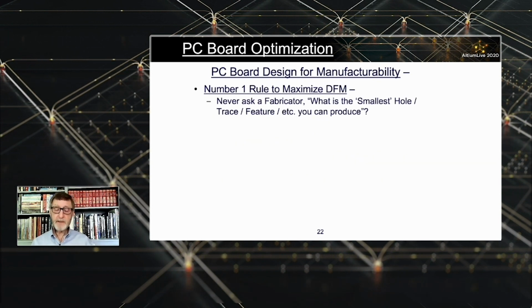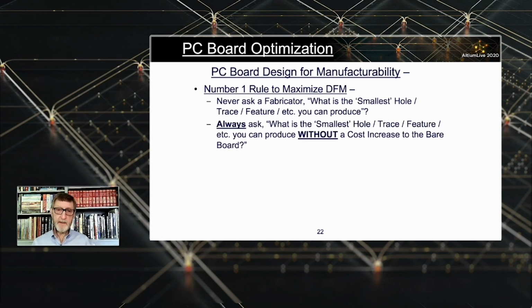Never ask a fabricator only what is the smallest hole or trace or space or feature that you can make. I mean, you want to know that, but don't ask that only. What you should ask instead is, what's the smallest hole or line that you can make without a cost adder? Ask them, if I make 1/10-inch wide lines and 1/4-inch diameter holes, and I start reducing those holes in diameter and start making those 1/10-inch lines narrower, at what point is the price going to go up?